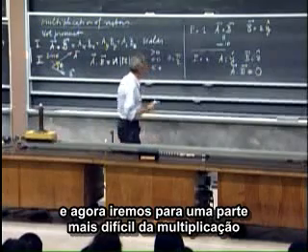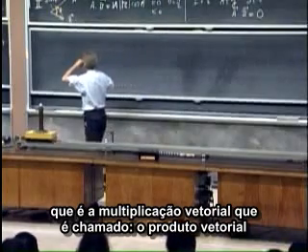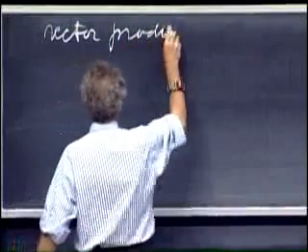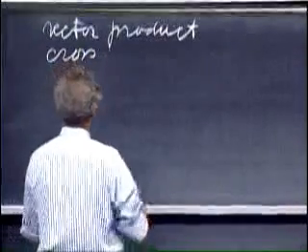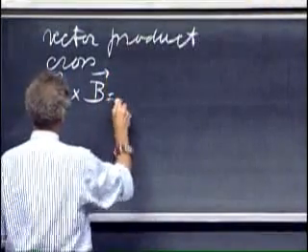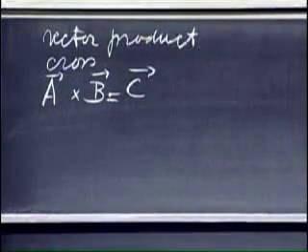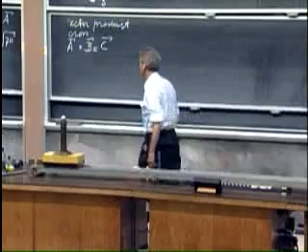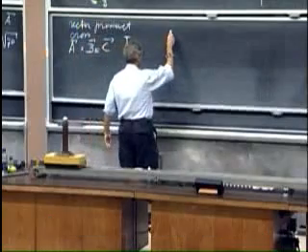And we now go to a way more difficult part of multiplication, and that is vector multiplication, which is called the vector product. Most of the time I refer to it as the cross product. The cross product is written like so: A cross B equals C. It's a very clear cross. And I will tell you how I remember it. I'm going to teach you, just like with the dot product, 2 methods. Method number 1 is the one that always works. It's time consuming, but it always works.